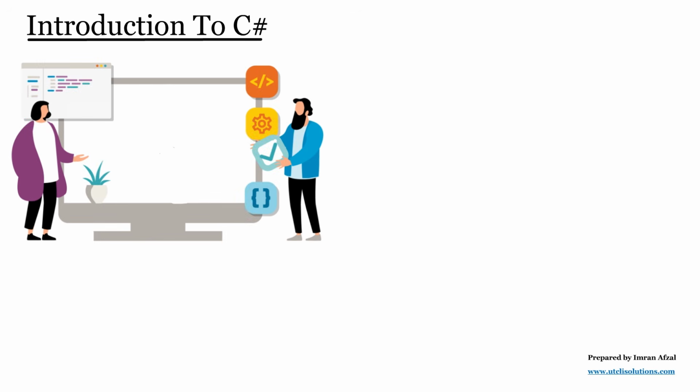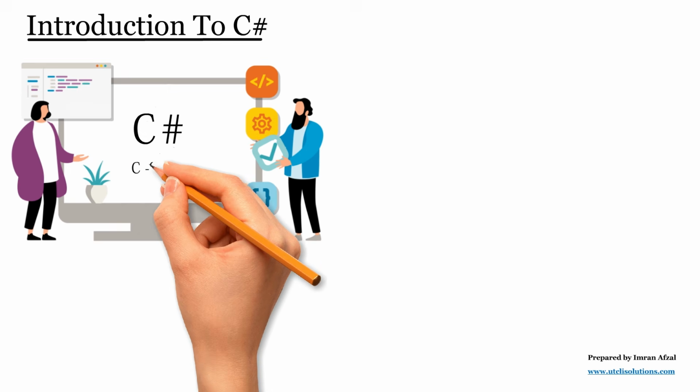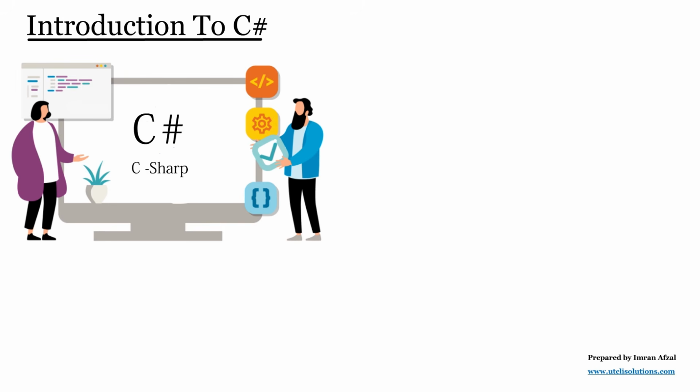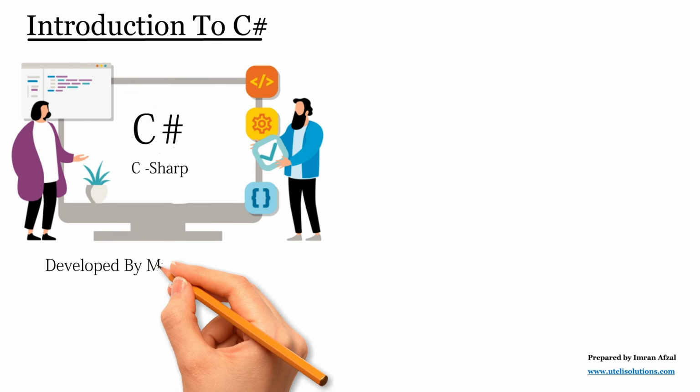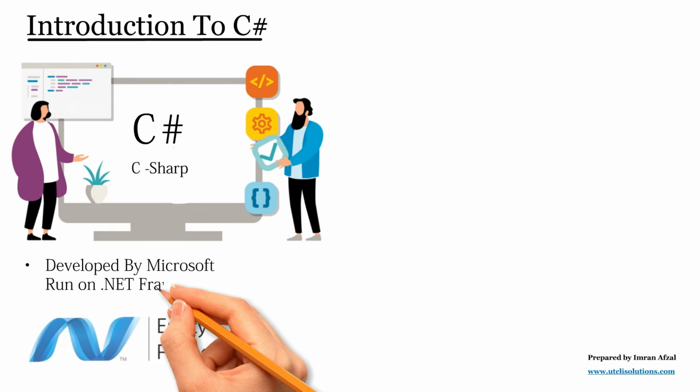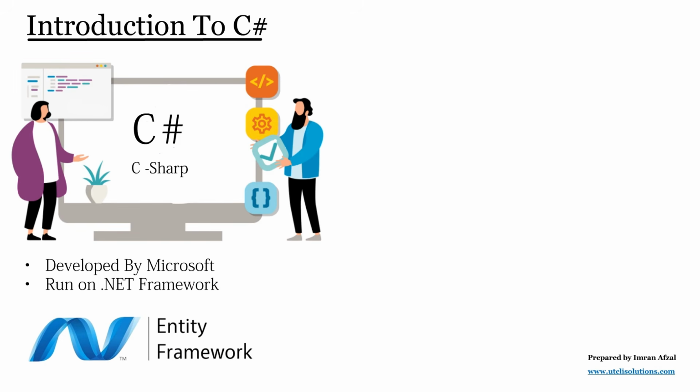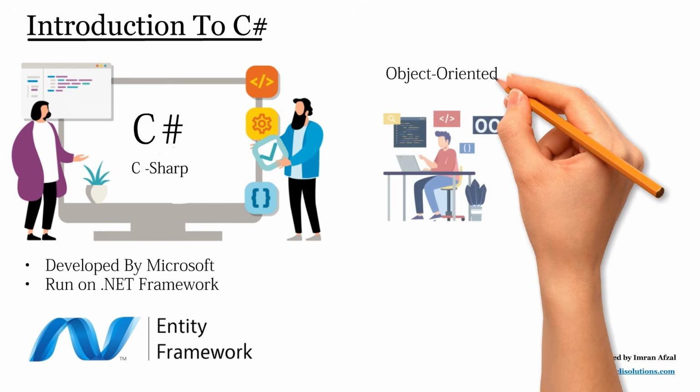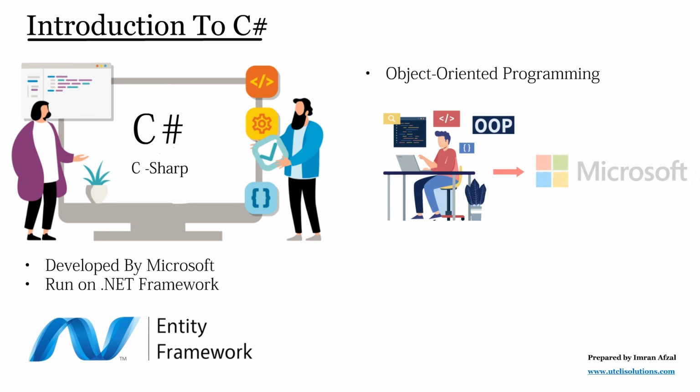Hey folks, in this lecture we will cover the introduction to C Sharp. C Sharp is written as C with a hash sign and pronounced as C sharp. C Sharp is a programming language developed by Microsoft that runs on the .NET framework. It is an object-oriented programming language.